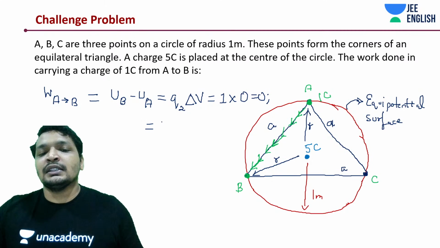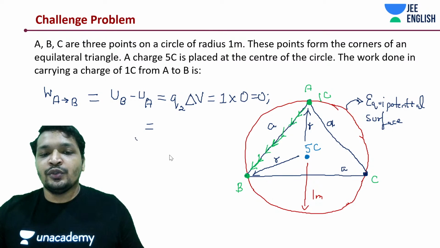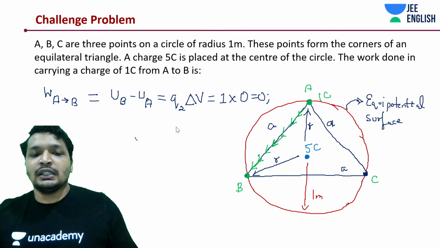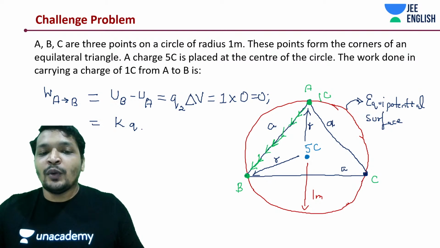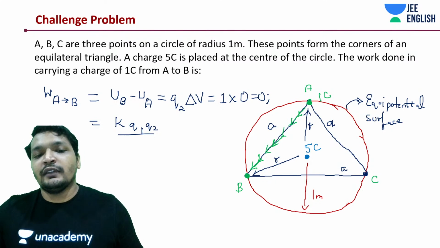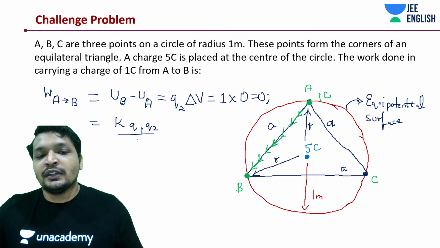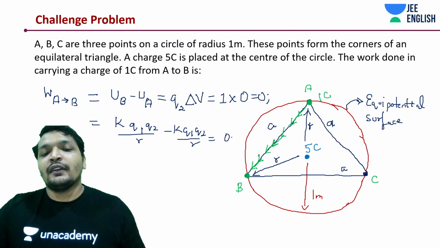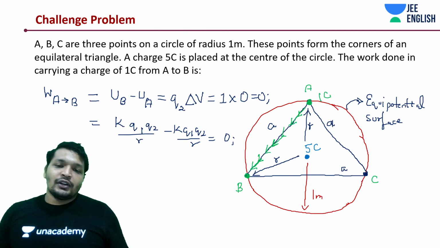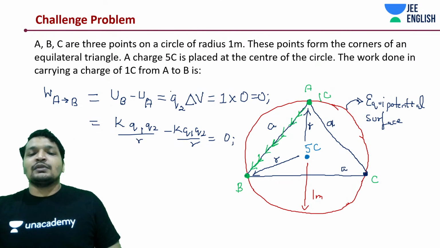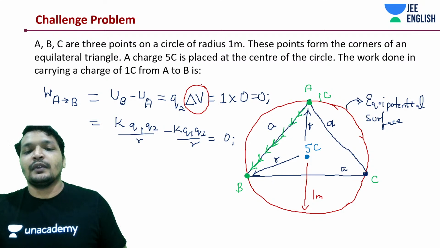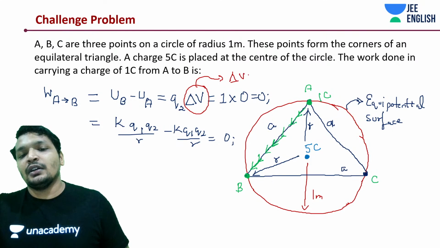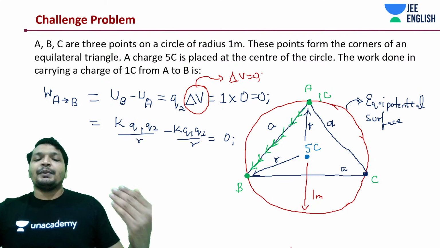And the other way to think about it is, if I'm going to go by UA, UB, this could simply be written as K into Q1 Q2 divided by 1 meter, or R in this case, minus K into Q1 Q2 divided by R, which is going to be 0. Very good. So no change in potential is what you need to observe. No change in potential. Delta V is 0.